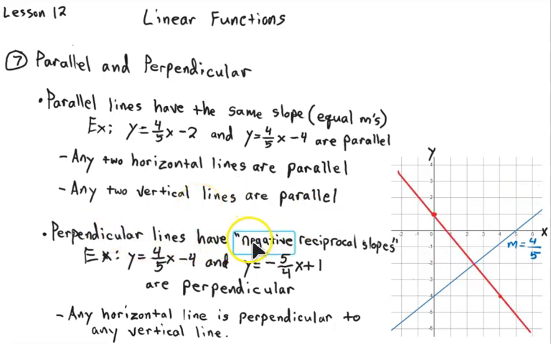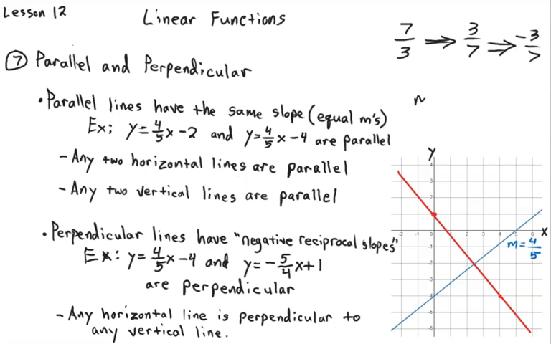Perpendicular lines have what I refer to as negative reciprocal slopes. Negative means that you multiply the slope of one line, so 4/5, by -1, so it becomes -4/5. And then reciprocal means that you flip over the fraction. Instead of 4/5, it becomes 5/4. I'll give you an example on that one. If we have, for example, 7/3, the reciprocal of 7/3 is 3/7. The negative reciprocal of 7/3 is -3/7.